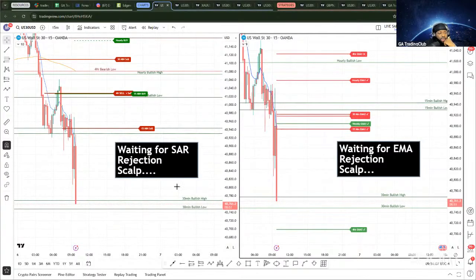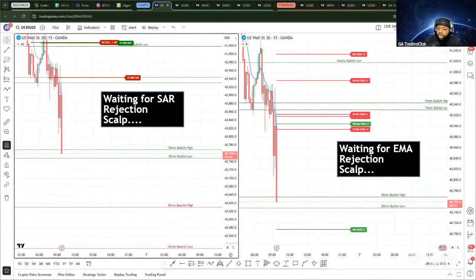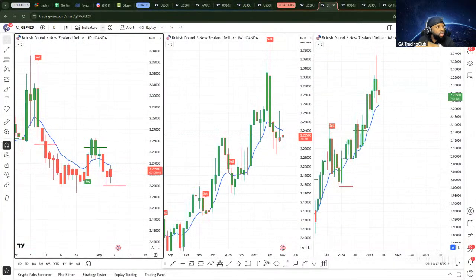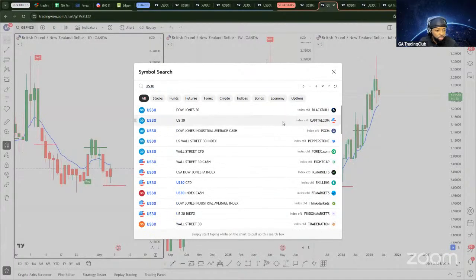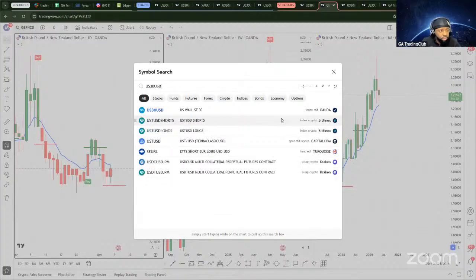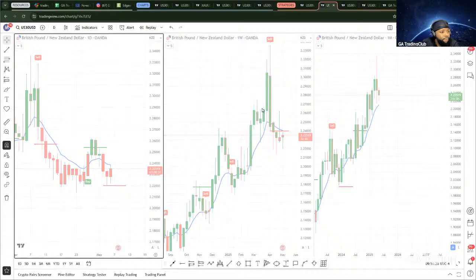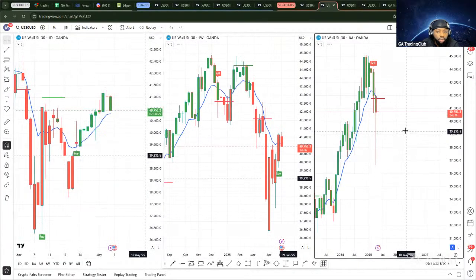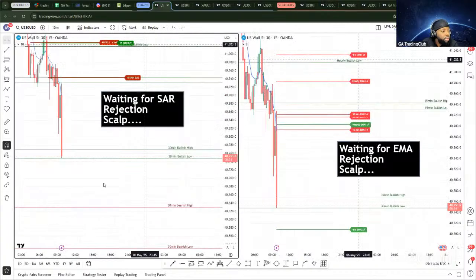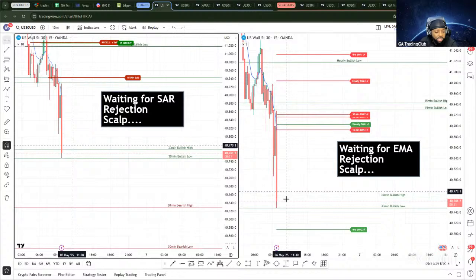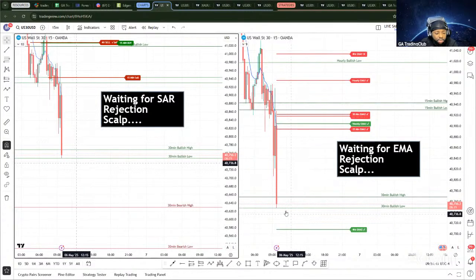All right, with this push down, I think we'll create an SCR rejection level here somewhere. Just where is this one? This one is all the way up there. Never mind. Yeah, so this is that area where we would have taken an order block rejection scalp.